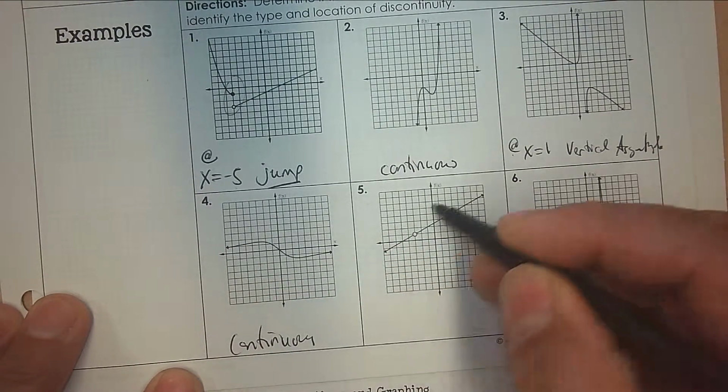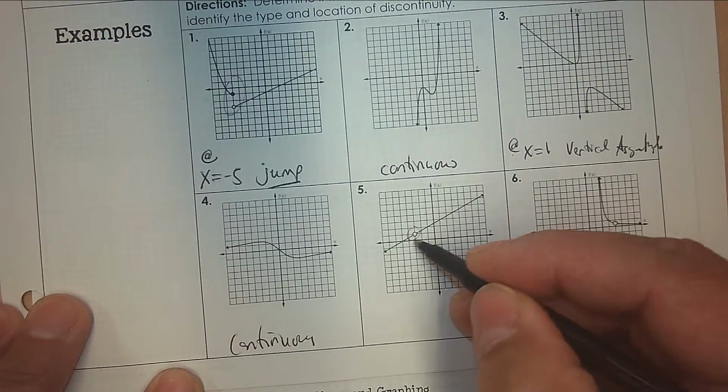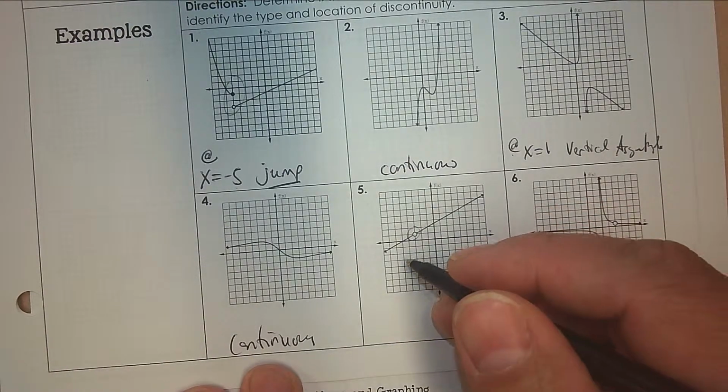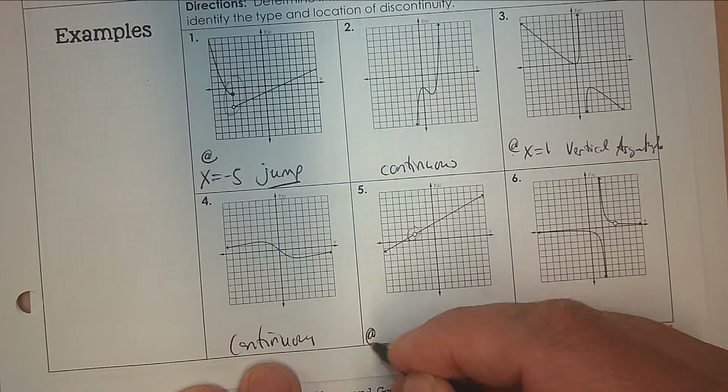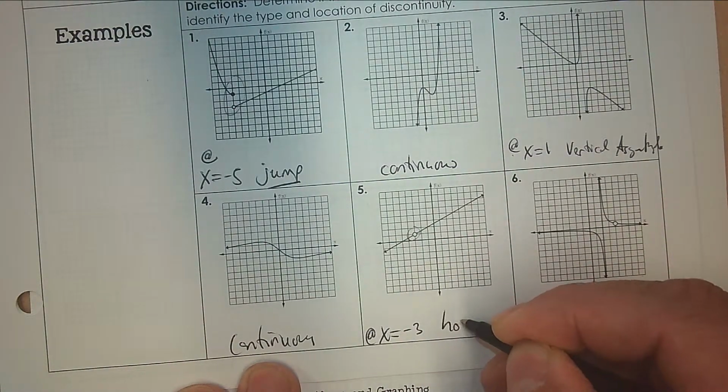Is this continuous? Well, there's something there. So at what x value? Go across to the left. So it's at -3. What is that type of discontinuity? It's a hole.